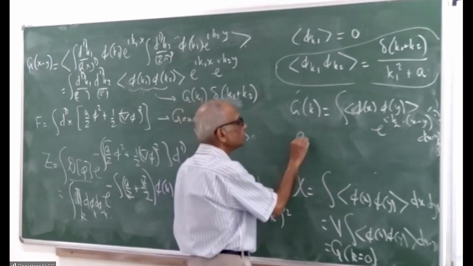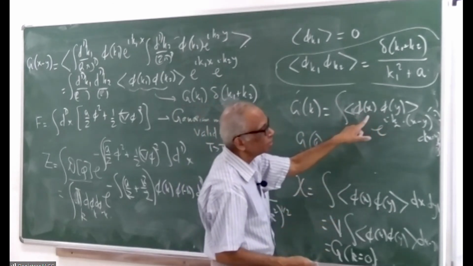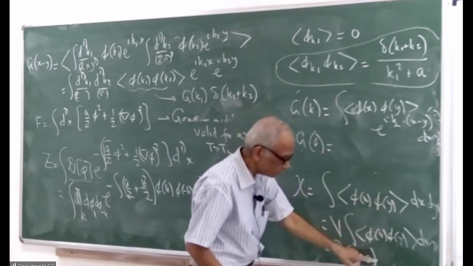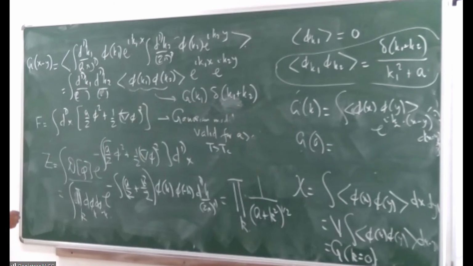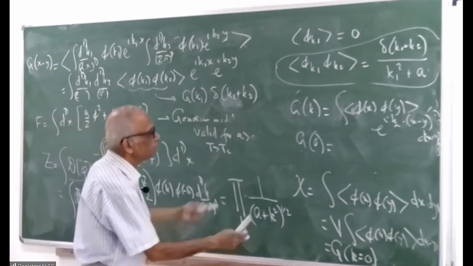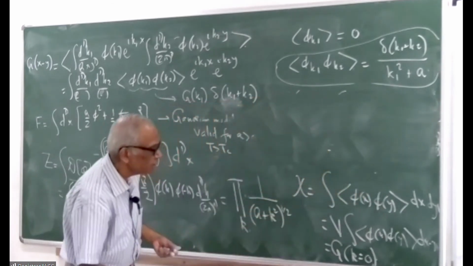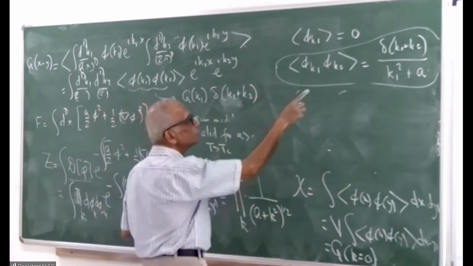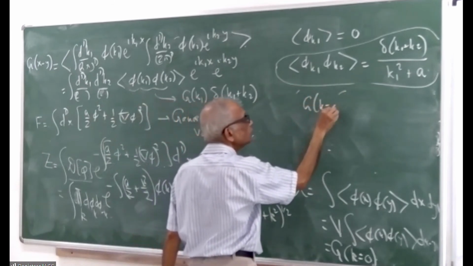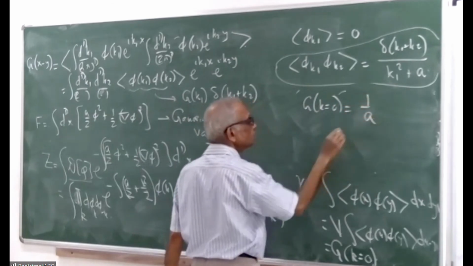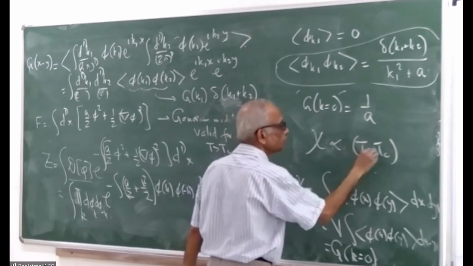So g of k equal to 0 is phi x phi y, so it is g of k equal to 0. So G of k equal to 0 is the susceptibility, through this argument over here. G of k is this quantity, so G of k equal to 0 is equal to 1 over A, and hence the susceptibility is proportional to 1 over A.